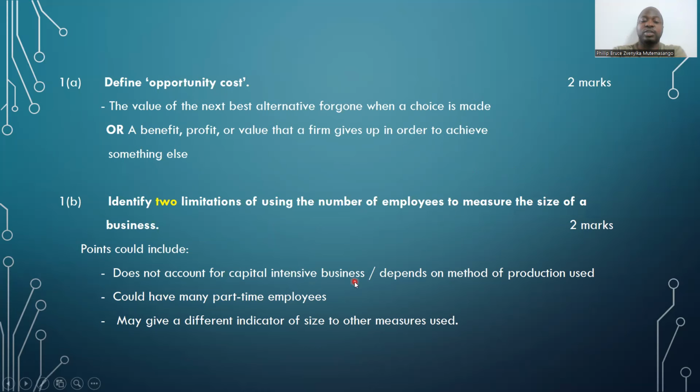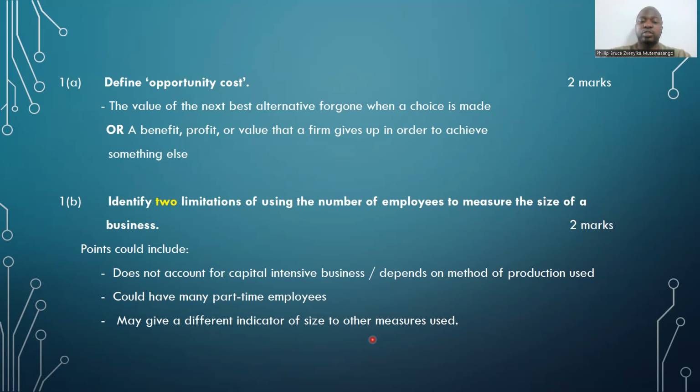All right, so number 1 fact there, you can say it does not account for capital intensive business. By saying that, you get your 1 mark. Or we can go on to say the next point, it could have many part-time employees. And by saying that, you can also be awarded 1 mark. And remember, you don't need to explain the facts or the points. You may go on to say as well, it may give a different indicator of size to other measures used.